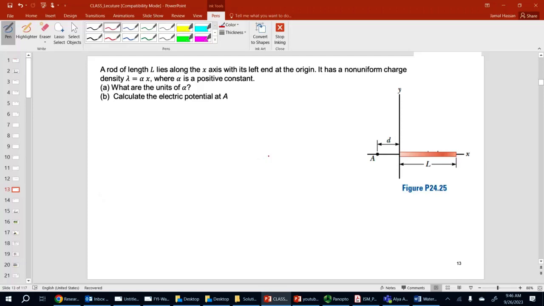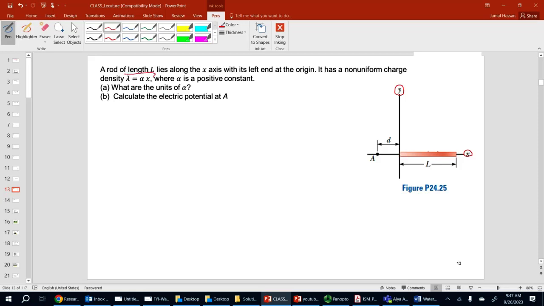Okay, this is the third question. We have a rod of length L that lies along the x-axis with its left end at the origin. It has a non-uniform charge density of lambda equal to alpha x, where alpha is a positive constant. So we have A, B, two requirements. First, before I go through the requirements, it is very important that the origin is located here. The question specifies this is y, this is x, so our origin is over here. Okay, so the first question is, what's the unit of alpha?